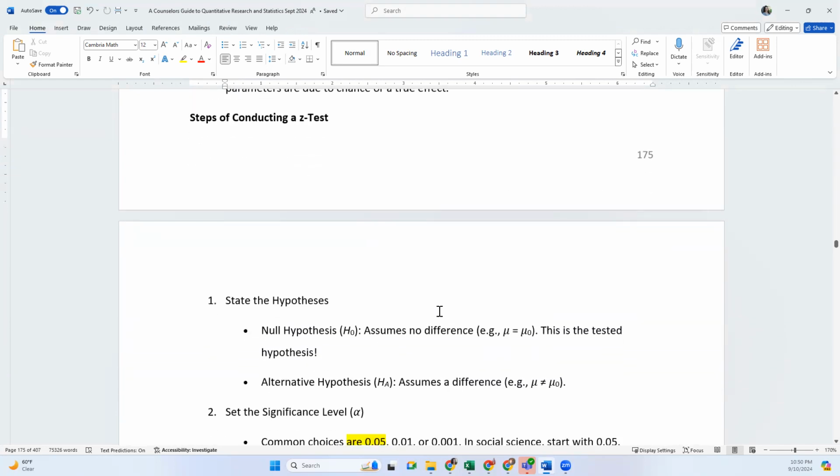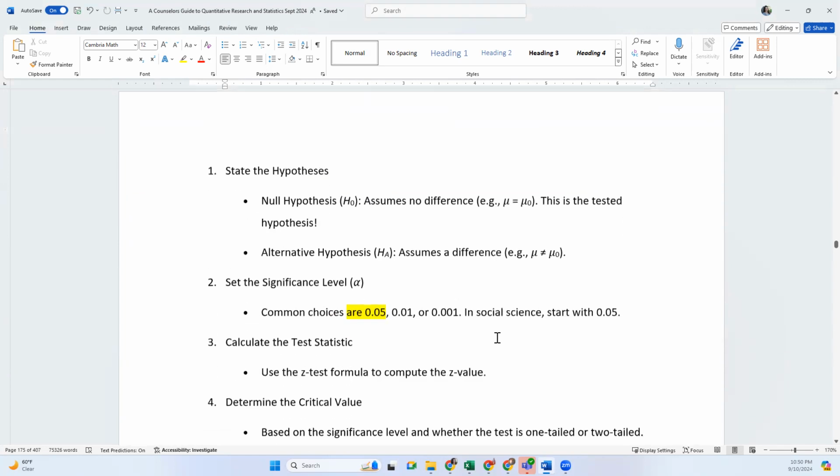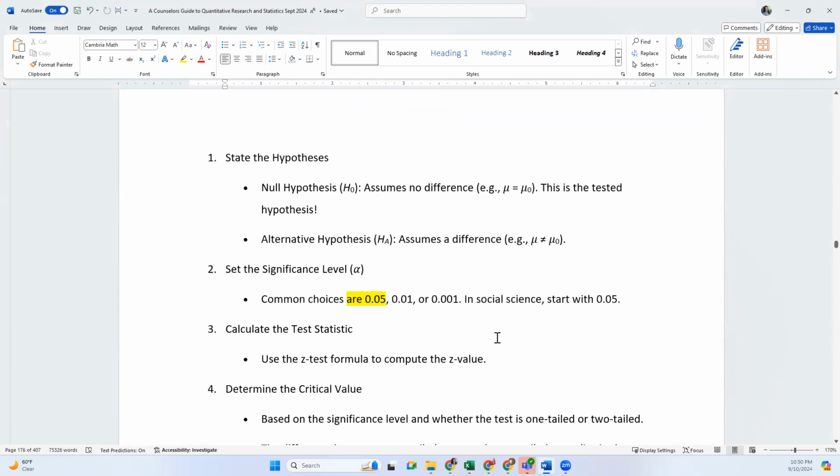So how do we do a z-test? This is going to be our first hypothesis test that we're going to do in class. A null hypothesis assumes no difference, and this is our tested hypothesis. So we're always trying to test if there's no difference. Alternative hypothesis assumes there is a difference. For our significance level, or alpha, we're going to start with 0.05. That's where we start with social science. And if we find that this is significant, then we may want to also test at 0.01 or 0.001.